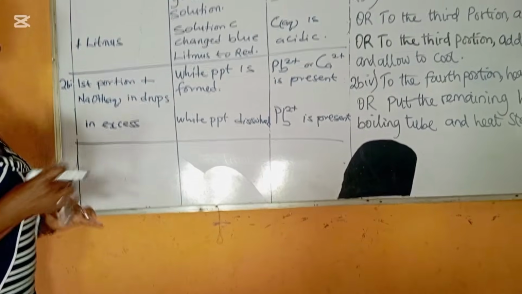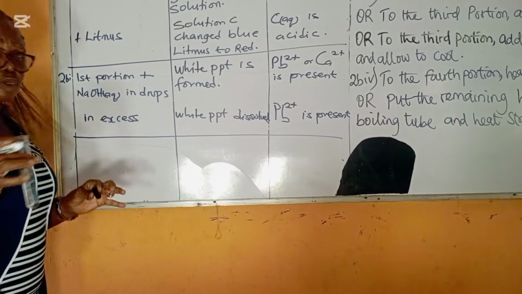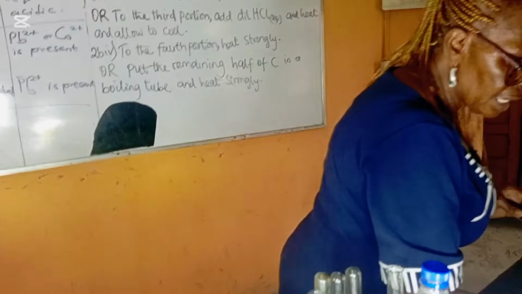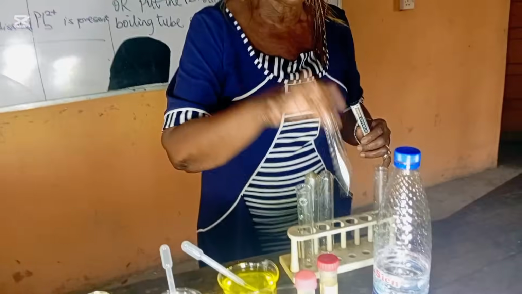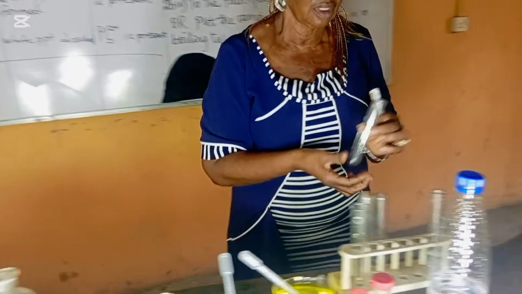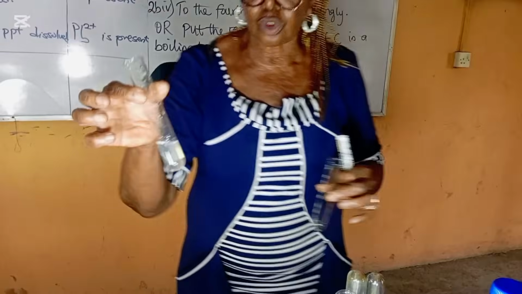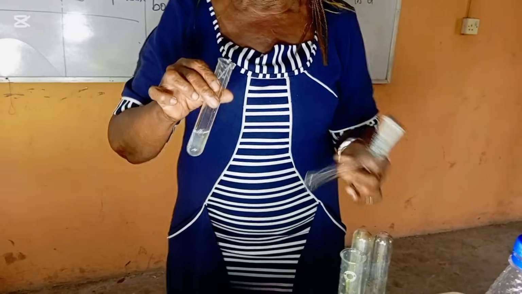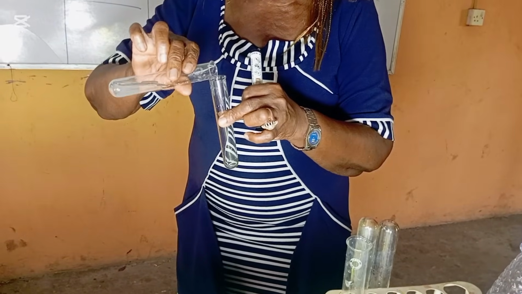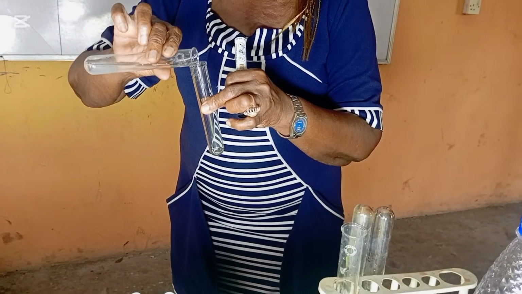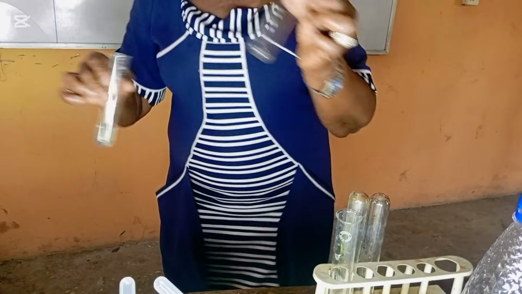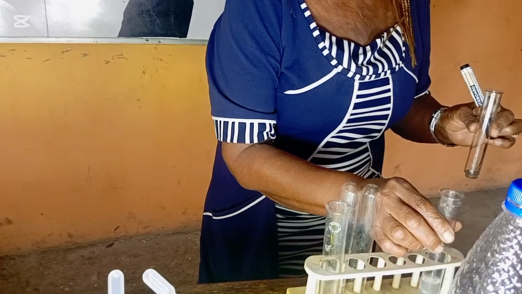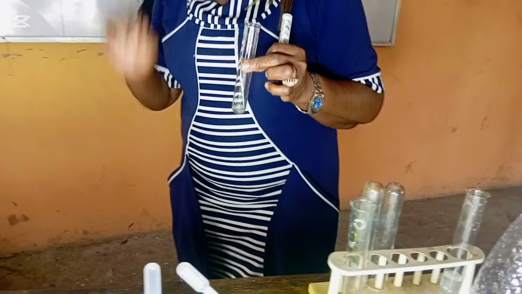We are now going to the second portion. So we are done with this. So let us go to the second portion. So I take another clean test tube. Back to my C solution. I have to take another portion. Remember, you are advised to use it 4 times. So don't just take little at a time. So that's my second portion.